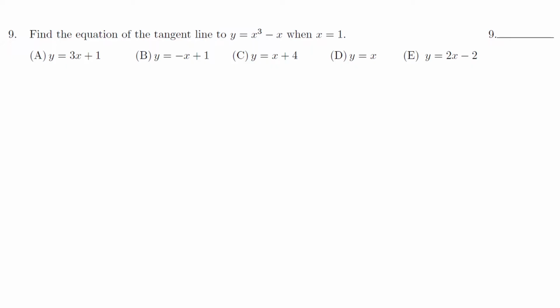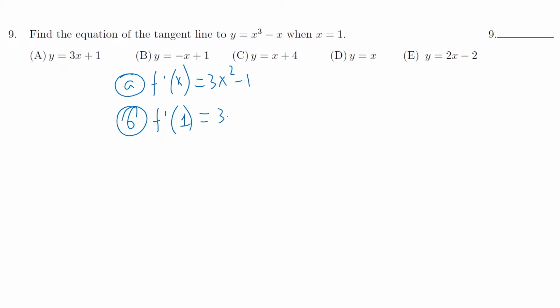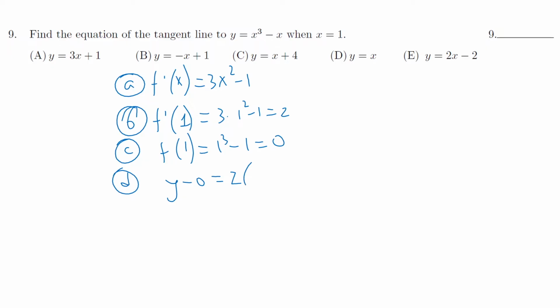Great. So first of all, there are a couple of steps. F prime of x, I'm just taking the first derivative, 3x squared minus 1. I then do the slope. F prime of 1 equals 3 times 1 squared minus 1, which is just 2. So now I got the slope of the line. Then I have to plug that into the original. F of 1 equals 1 cubed minus 1 equals 0. Great. And the final step is y minus 0 equals 2 times x minus 1.